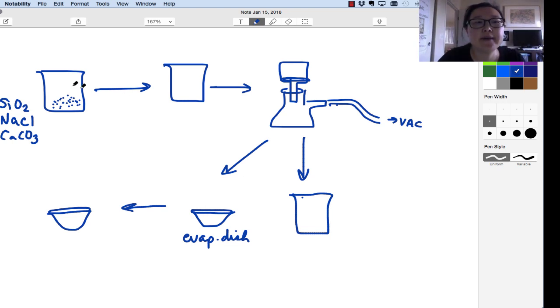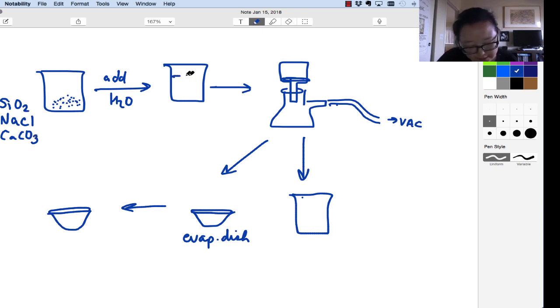So let's start with a really simple property of matter, which is to dissolve something in water. You're going to add water to this, add H2O, okay? And one of these will dissolve in water, but the others will not. So which one of these is water soluble? Is it sand, salt, or calcium carbonate?